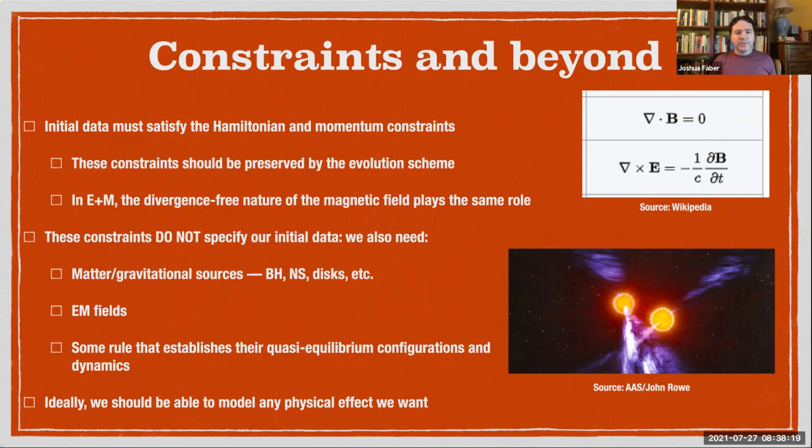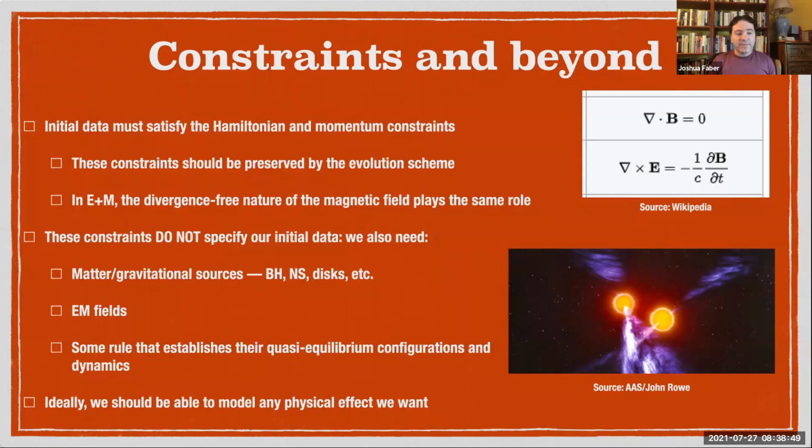The Hamiltonian and momentum constraints are not enough equations to specify the space-time metric and its time derivatives and everything else like that. We typically also need matter and gravitational sources. They could be black holes, which are typically kind of like points in space with gravitational fields. We could have neutron stars, which are extended. We could have accretion disks. We could have any number of different physical situations.